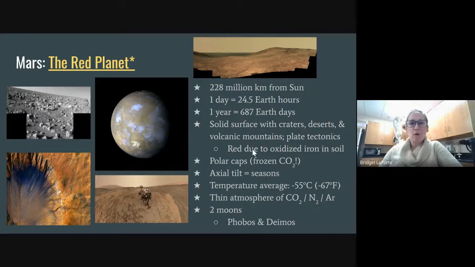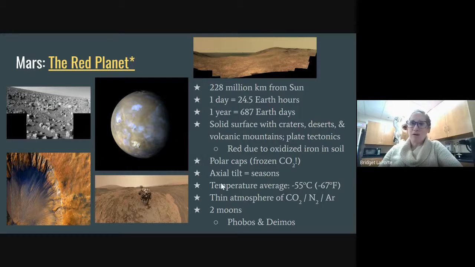Mars is the red planet. Why? Because its soil has a lot of iron in it, and that iron has been oxidized. So think about leaving your bike out in the rain and it rusting. It's kind of how Mars's surface is. It has kind of rusted, it's oxidized, and so it has that reddish tint.